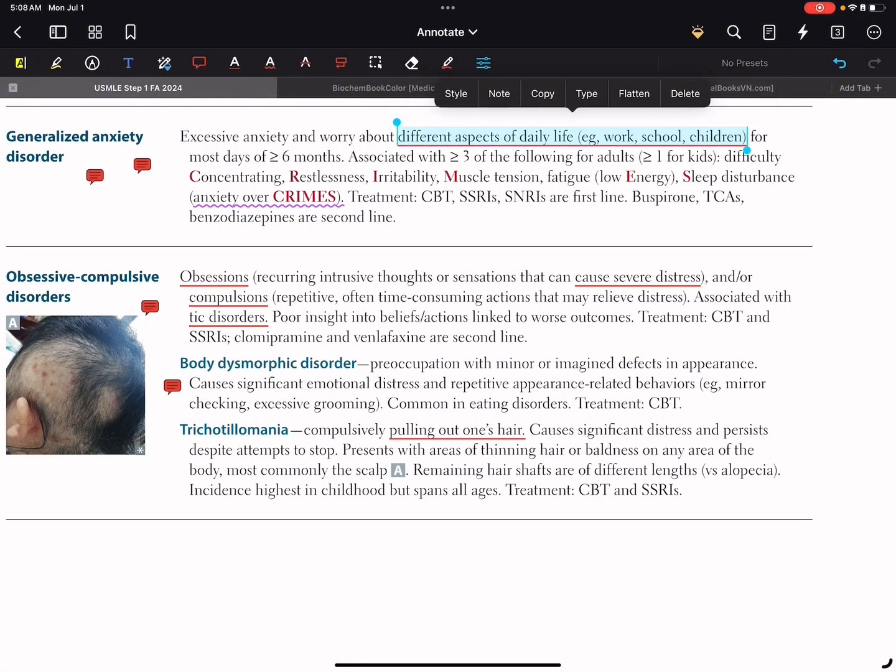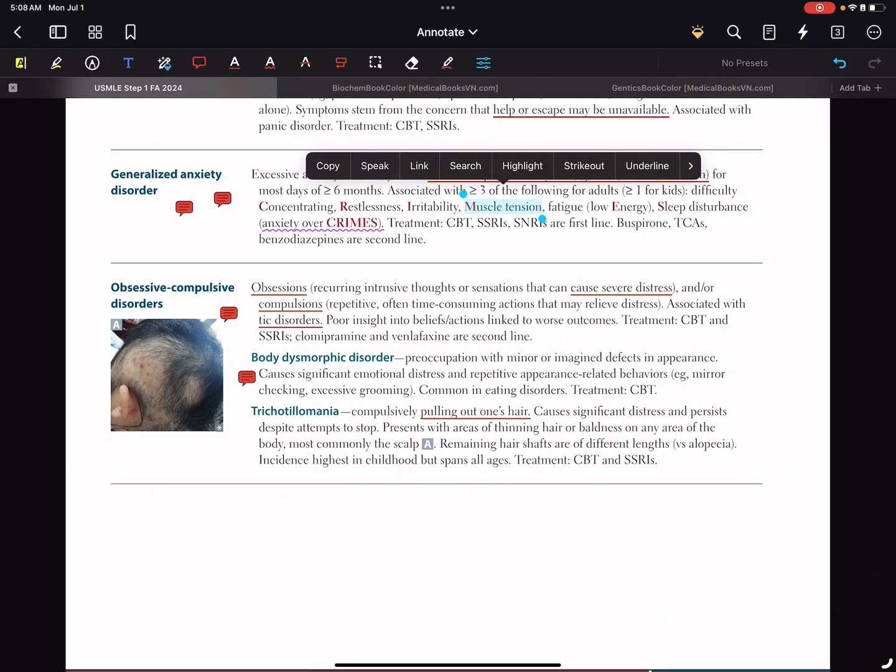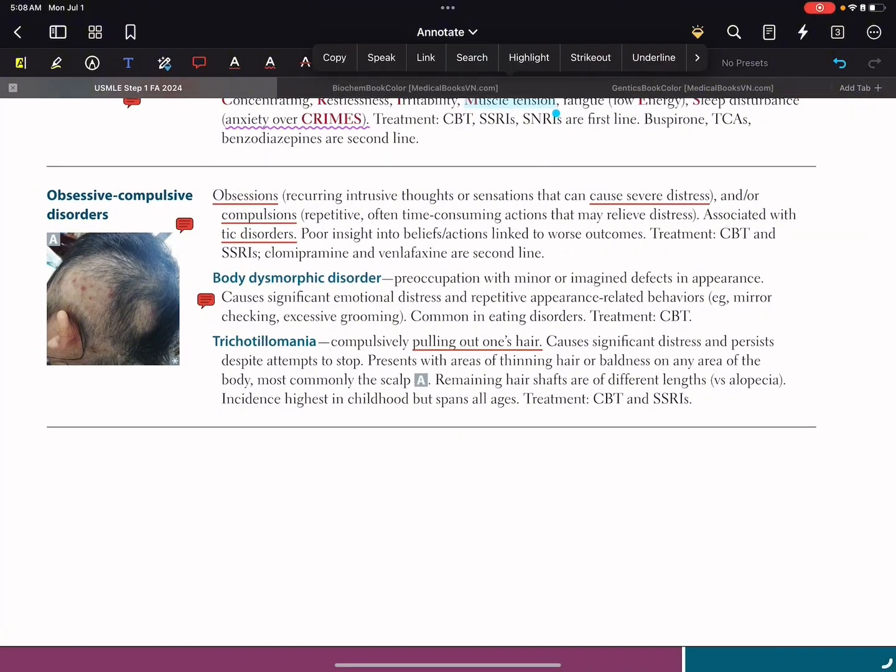That's it. Increase more than 3 of the following for others, more than 1 difficult. Muscle tension, like neck pain or whatever. Irritable, restless, difficulty concentrating, difficulty sleeping. Obsessive compulsive disorder. Obsessions are recurring intrusive thoughts or sensations that can cause severe distress and or compulsions. Compulsions are repetitive, often time-consuming actions that may relieve distress associated with the disorders.